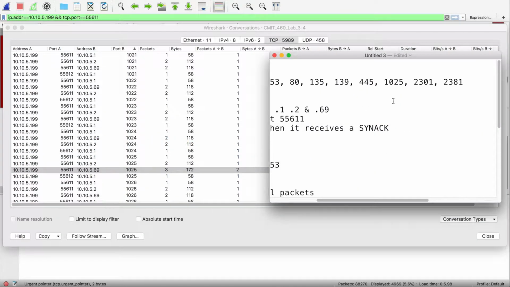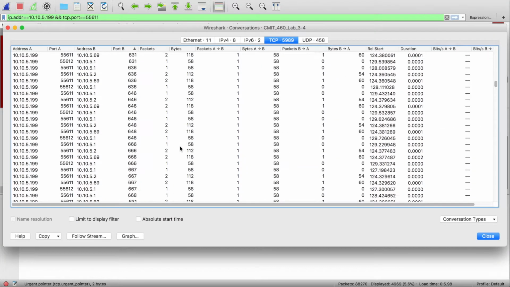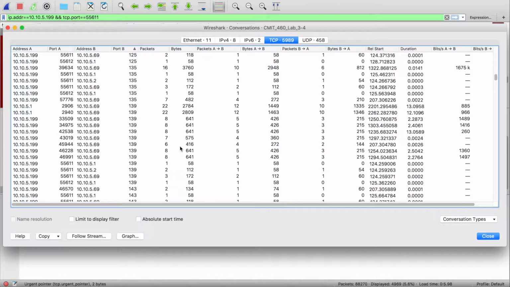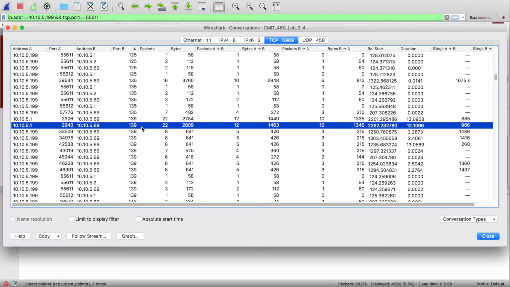1025, same deal, right? All it did was get this and see that it was open. So let's look at the others while we're at it and see what they actually talked on. 445, 139. Okay, so 139. There's a fair amount of 139. I mean, 139 is a standard Windows port for Windows domain traffic. So we see some here.